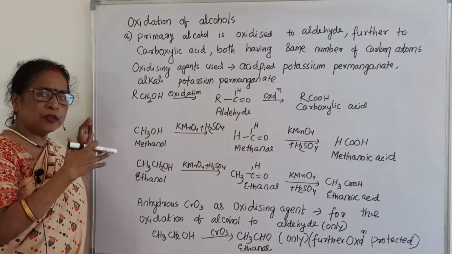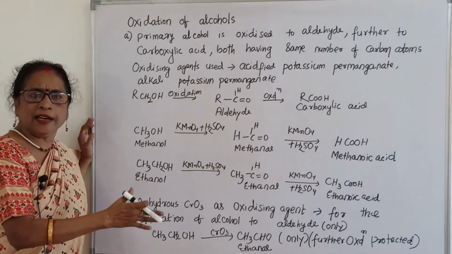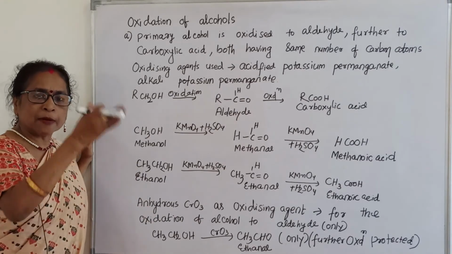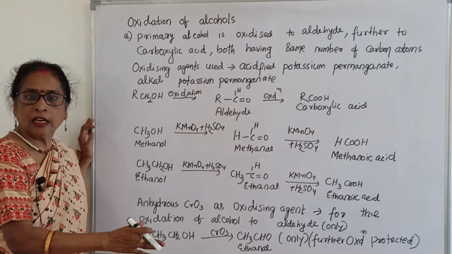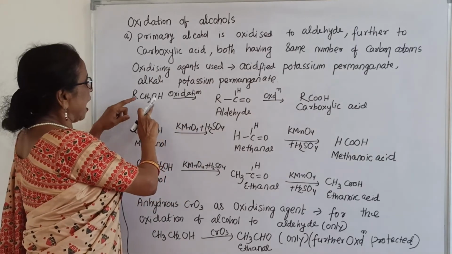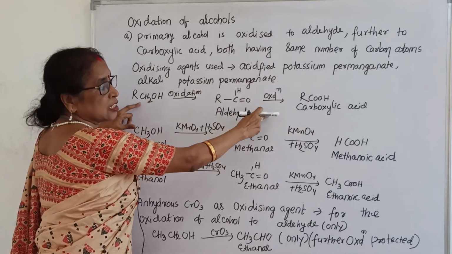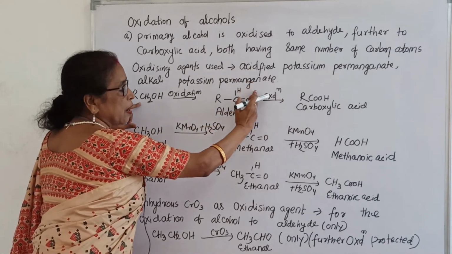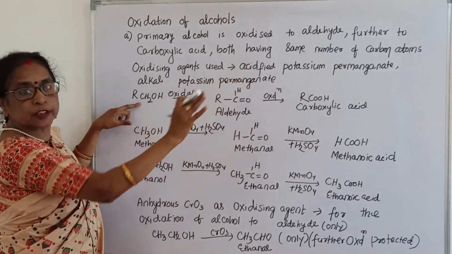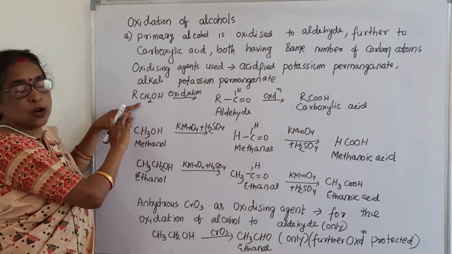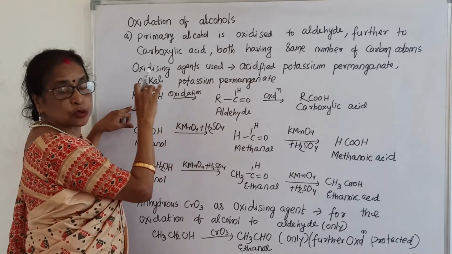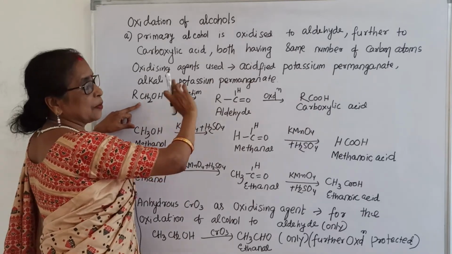Next, suppose we want only the aldehyde, not the acid. That means we will stop the oxidation at the aldehyde. See, alcohol gives aldehyde, and further oxidation gives acid. But if you only require up to aldehyde, not acid, then what to do? We should change our oxidizing agent. You should remember which oxidation gives which product.